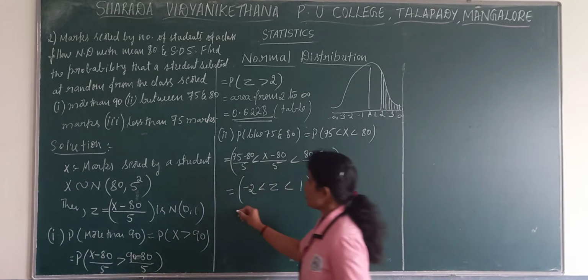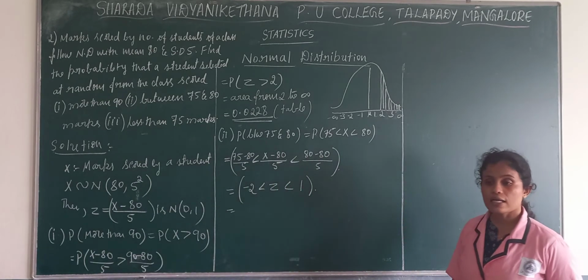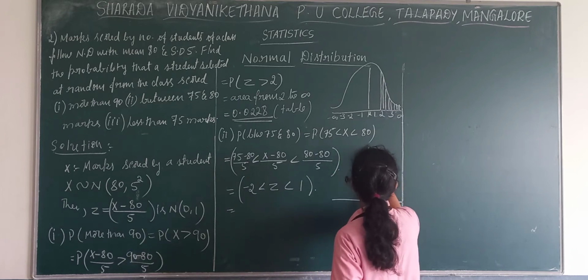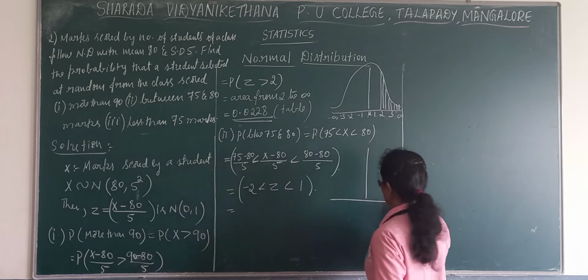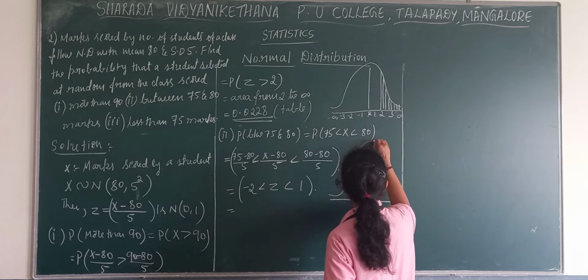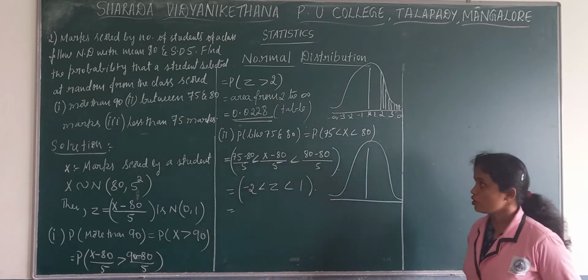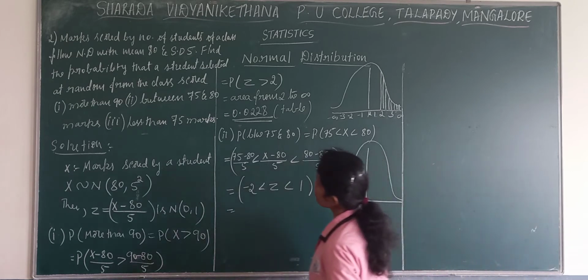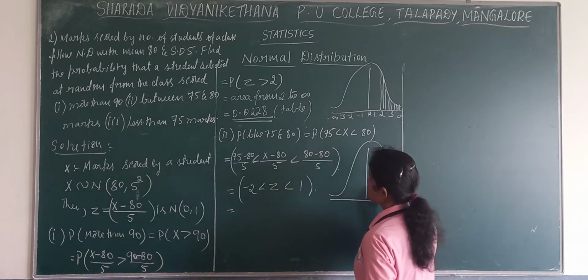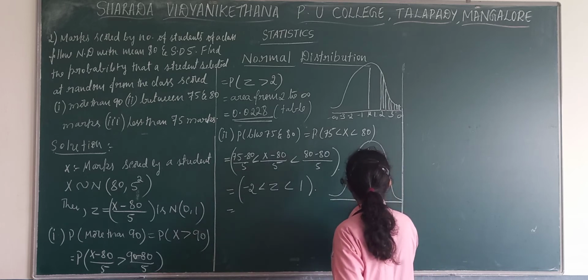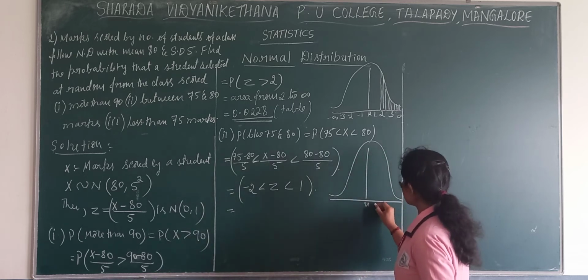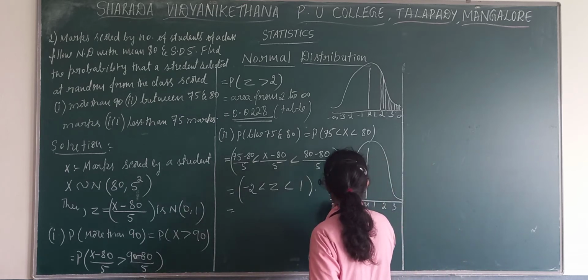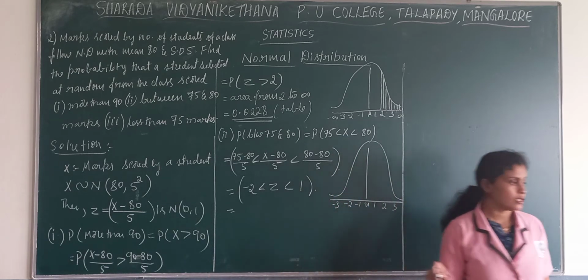Now, this you have to locate in the graph. Draw the graph. You have to locate this on the graph, otherwise you will lose marks in case of normal distribution. Now here mu, and here it is 1, 2 and 3. Here minus 1, minus 2 and minus 3.